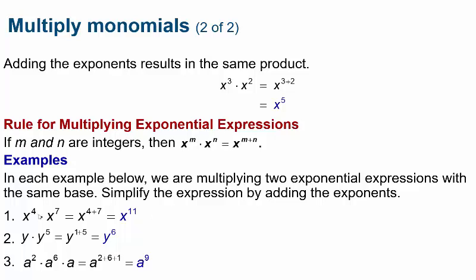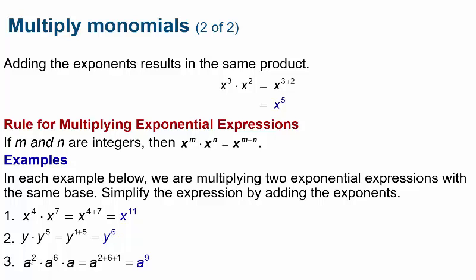So if I have x to the fourth times x to the 7, the base is the same, so we just add 4 plus 7. This simplifies to x to the 11th. If we have y times y to the 5th, well, when there's no exponent, there's really an invisible 1. So this becomes y raised to the 1 plus 5, which gets me y to the 6th.